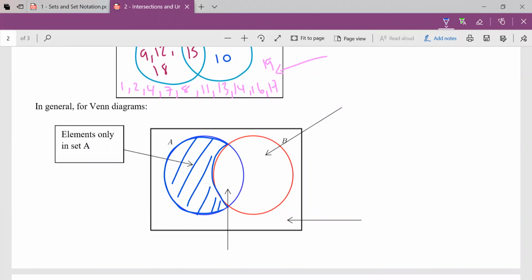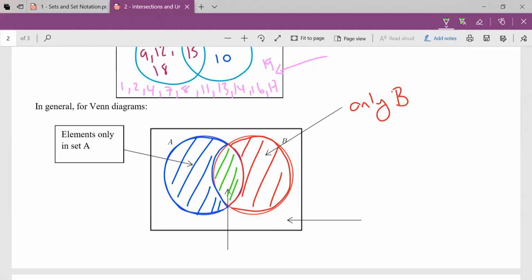That's A only. Let's go bright red over here, this side, and shade it. That would be B only. In the middle, let's go neon green in here. That would be A and B, A intersect B.